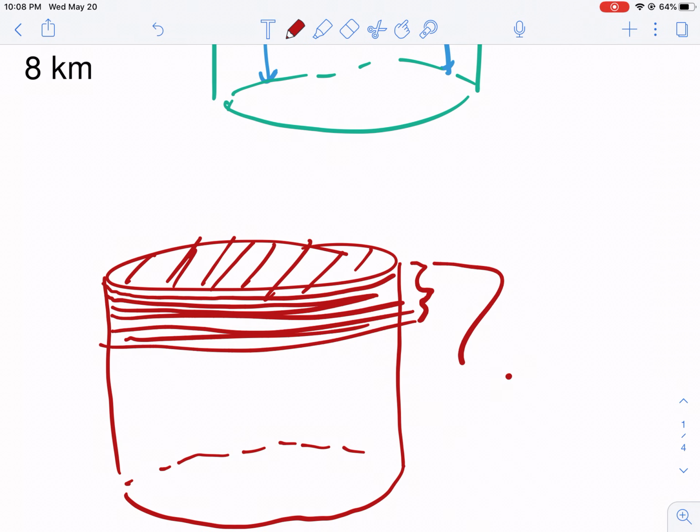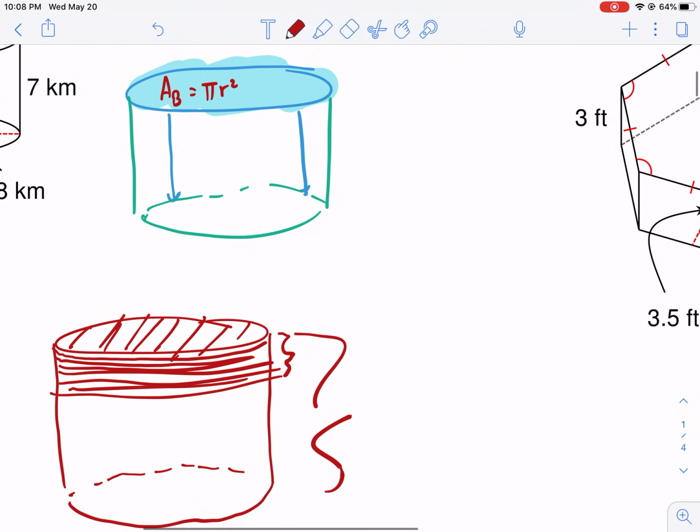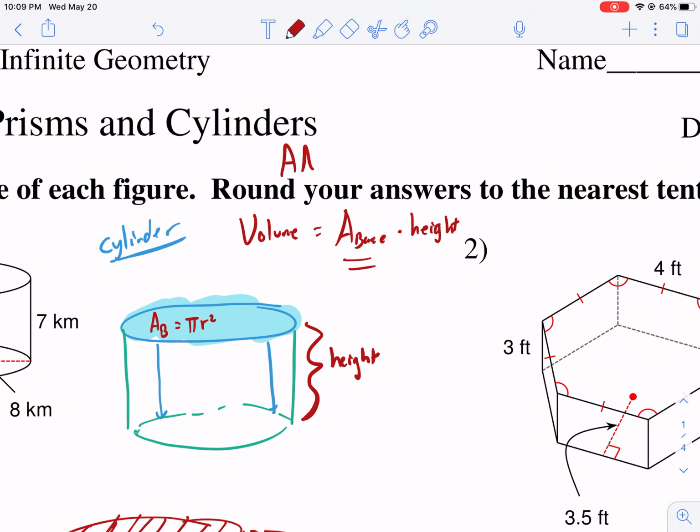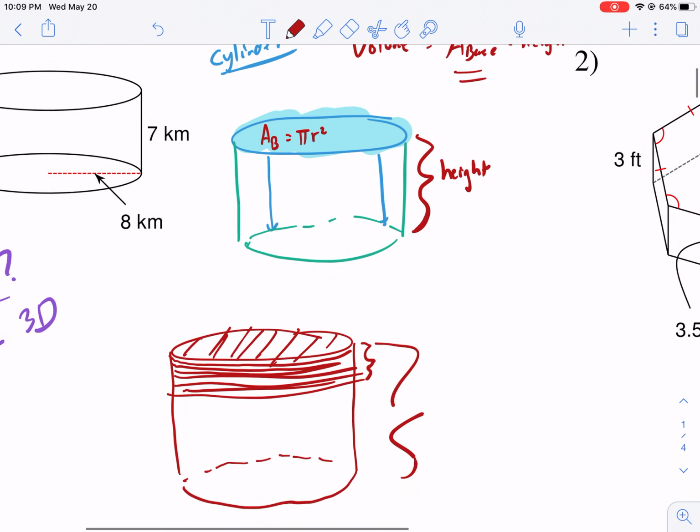Well, what is that distance? What is this whole distance of our cylinder called? That is called the height. So our volume is going to be the area of our base times the height. And that is true for any prism. For any prism, you take the area of the base and multiply by the height, and that's what you get.